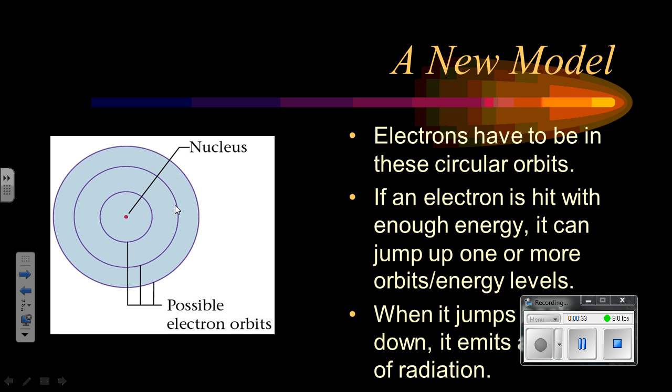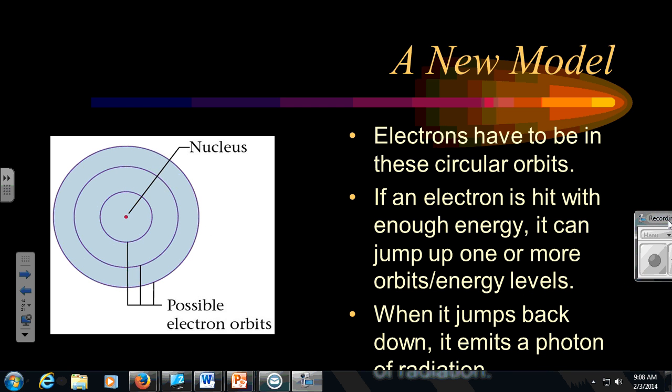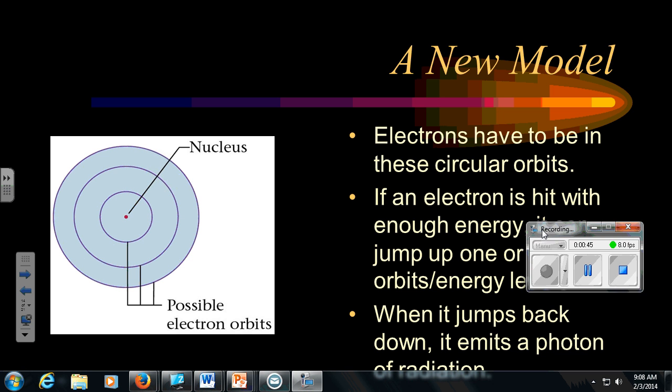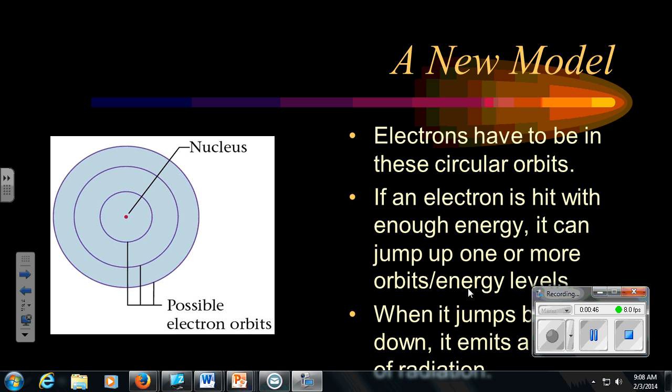They can jump from one orbit to another, but they will always jump back down to the ground state. When they do those transitions, they absorb energy to jump from a lower to a higher level. They give it back and emit radiation when they go back.